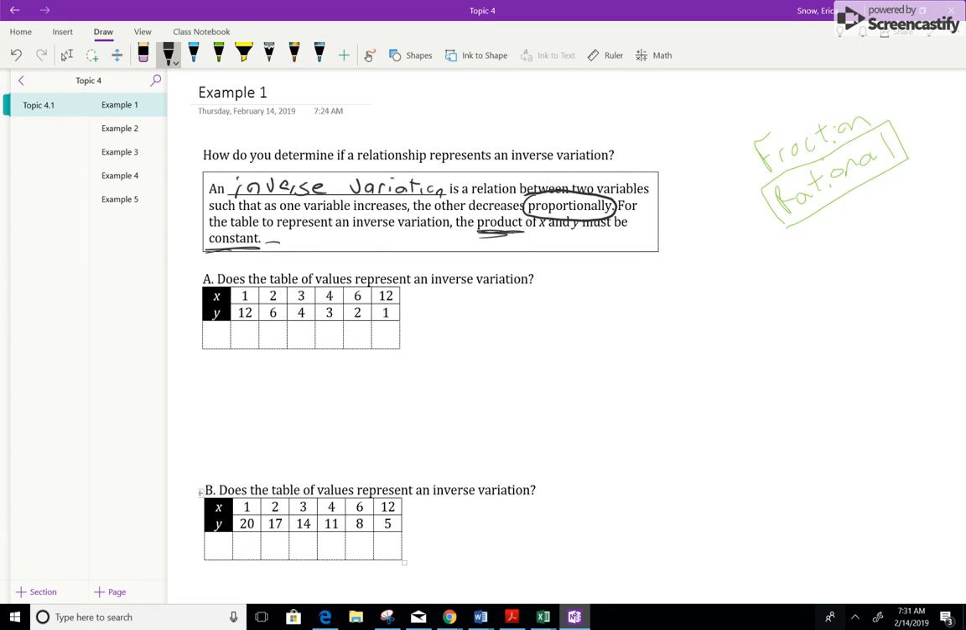Constant means the same, and product, remember, is multiplication. So we're going to look at this table. When we multiply x and y, 1 times 12 is 12, 2 times 6 is 12, 3 times 4 is 12. Those are all the same. So when those products are all the same, we say, yes, this is inverse variation.